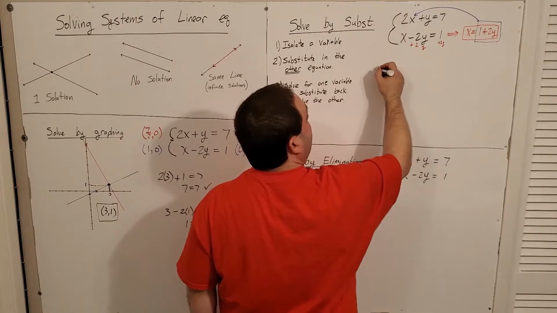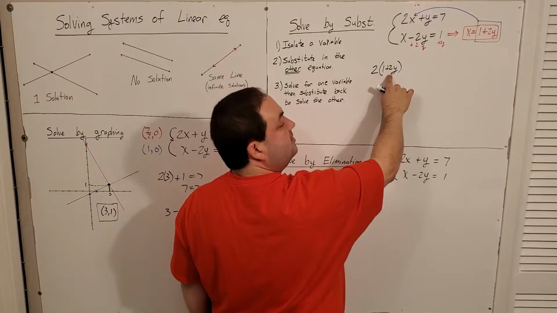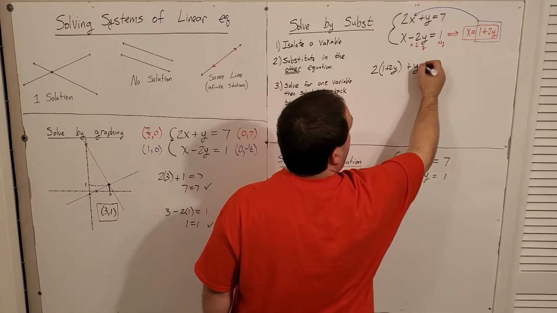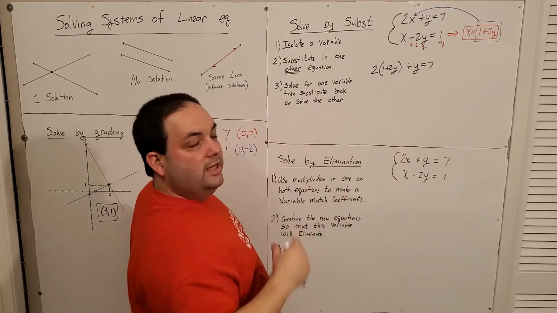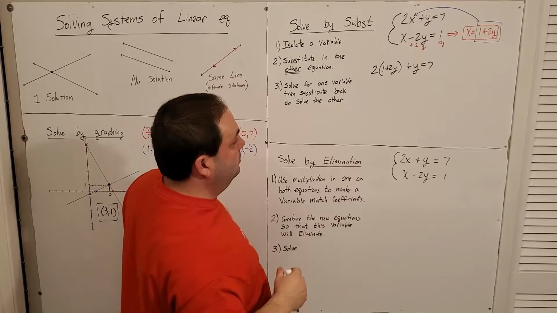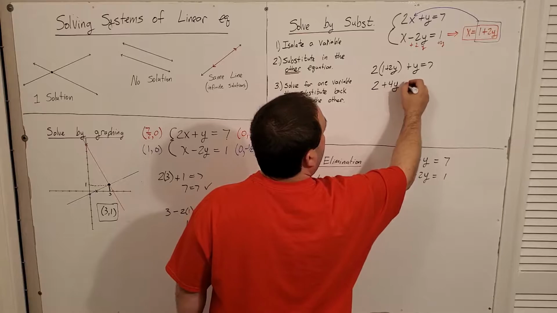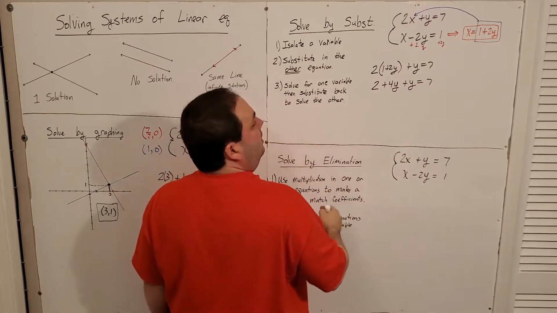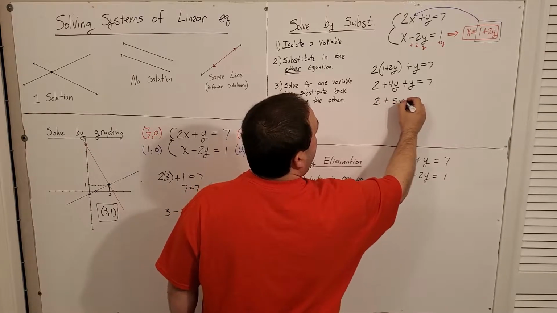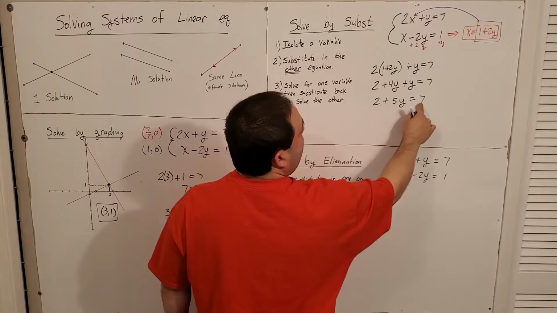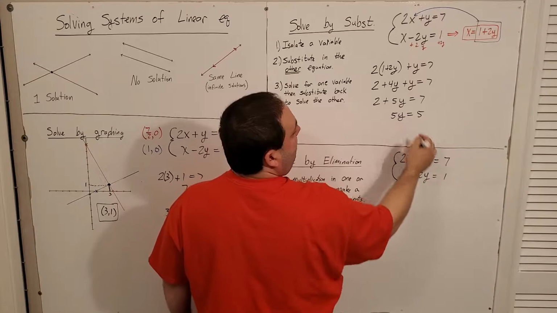What I get is 2 times the substitution, because it's 2 times x, then plus y equals 7. This is still that same top equation there. I've just replaced x with something it's equal to. Now I distribute. Then I combine like terms. Subtract 2 from both sides. Divide by 5.